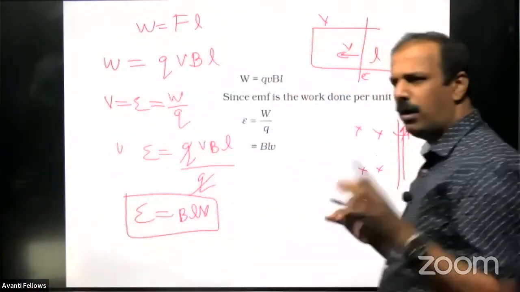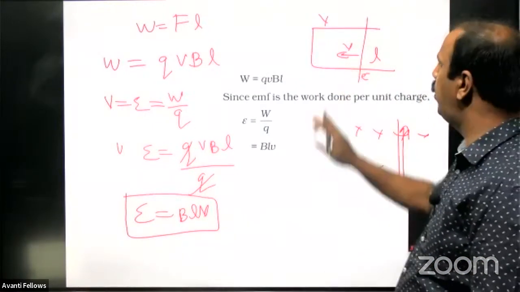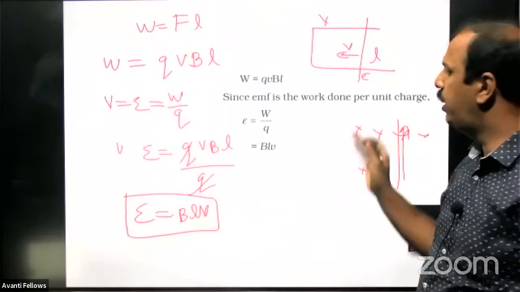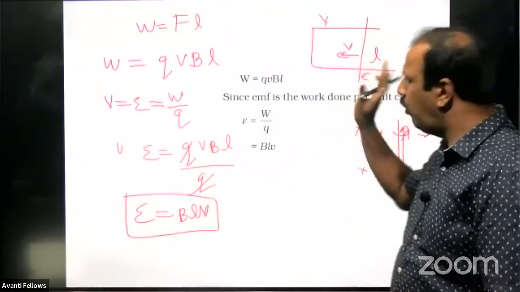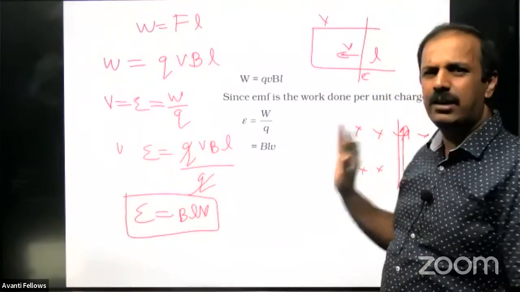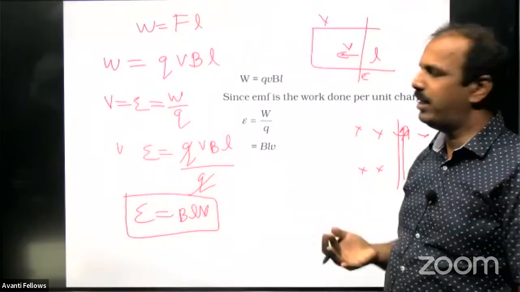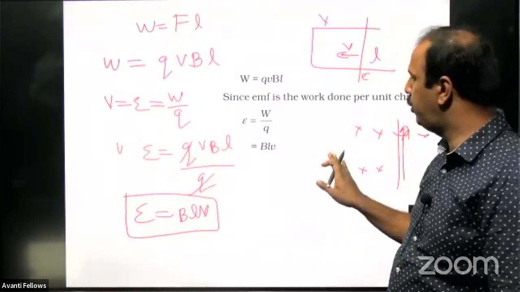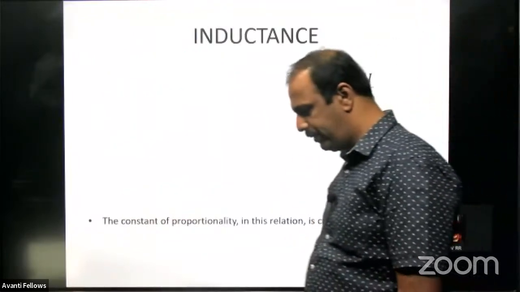So for motional EMF, you can also get a numerical problem directly. You can get a numerical problem on that one: how much is the induced EMF? Okay. So I think this is also clear. All these things you have already done in the class once, and this one is as a revision, just revising once before going to the pre-board examination or before doing more problems on that. Now we will move to the next one, inductance.